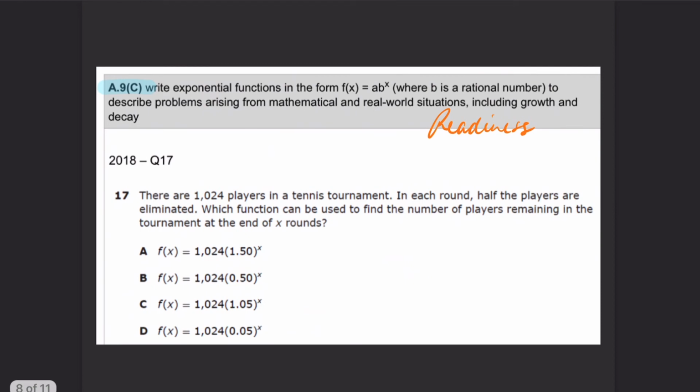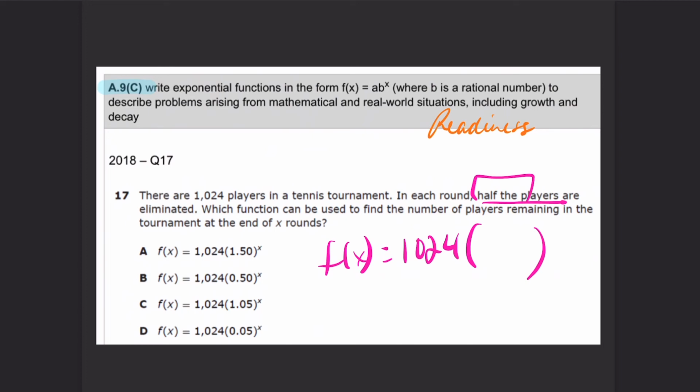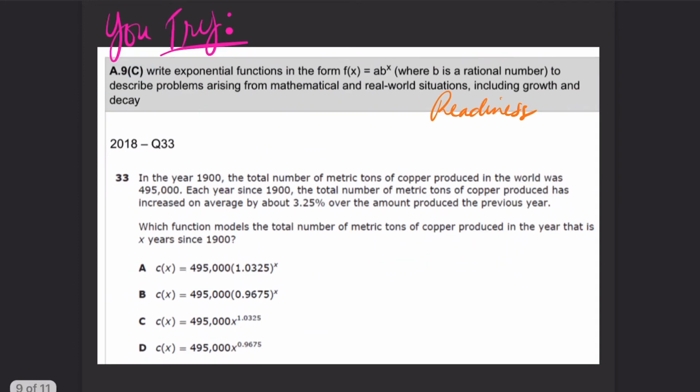This question covers TEK 8.9c. There are 1,024 players in a tennis tournament. In each round, half of the players are eliminated. Which function can be used to find the number of players remaining in the tournament at the end of x rounds? So the initial amount is 1,024 players. The rate, half of the players are eliminated, so that's our decay factor to the power of x, making our answer B. Go ahead and try the following question.